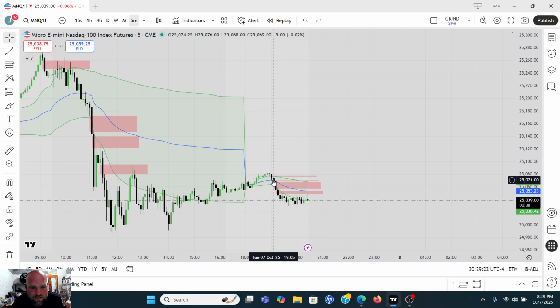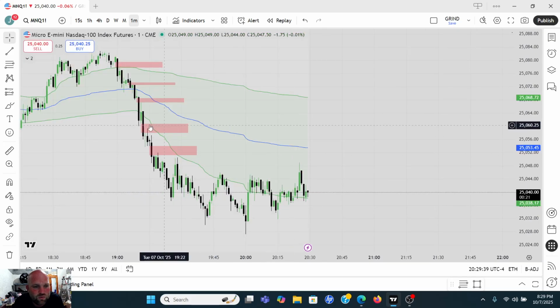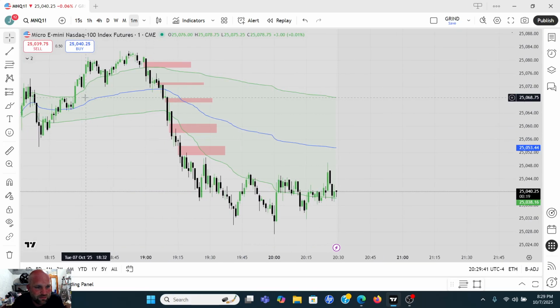So I saw we were going up, up, up. We come back down to the VWAP here right at 7 o'clock, and I don't want to go long just because we're in a premium. If you put a fib from here to here, this is still going to be in a premium. So I dropped down to the 1 minute, and I noticed this fair value gap here.